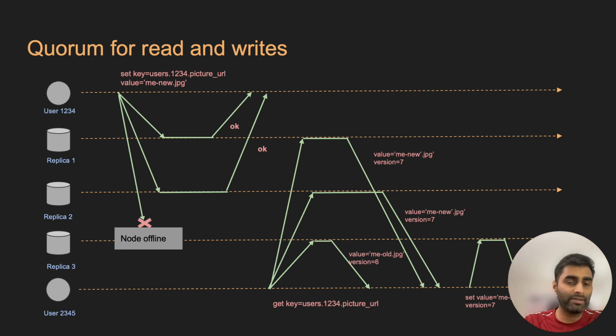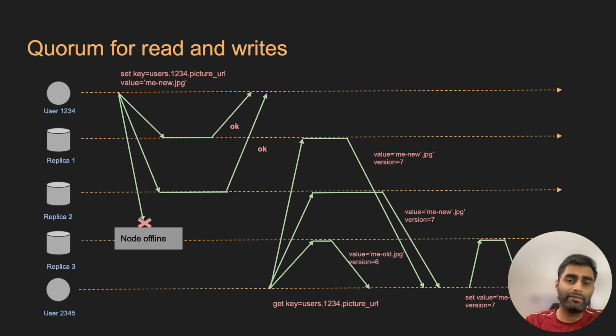Now in this image that we saw earlier, we considered the write to be successful, even though it was only processed by 2 out of 3 replicas. But let's say only 1 out of 3 replicas accepted the write and the other 2 are unavailable or offline. So how far can we go in this way?